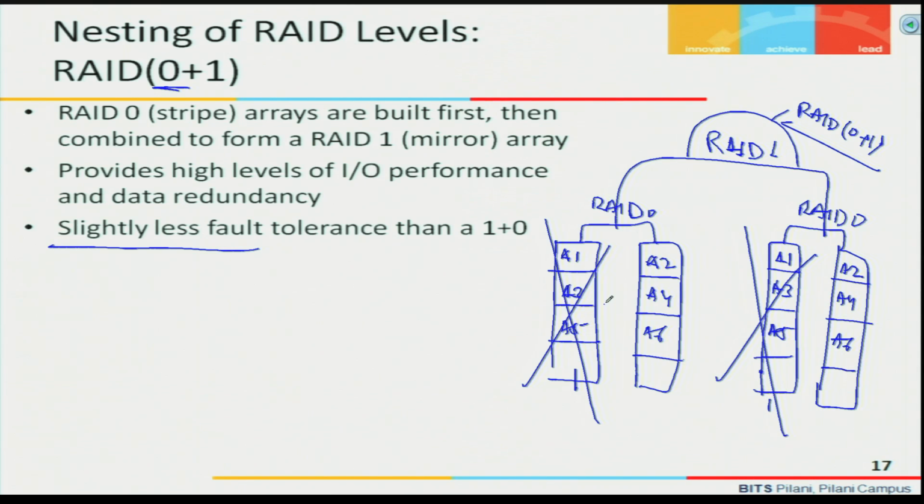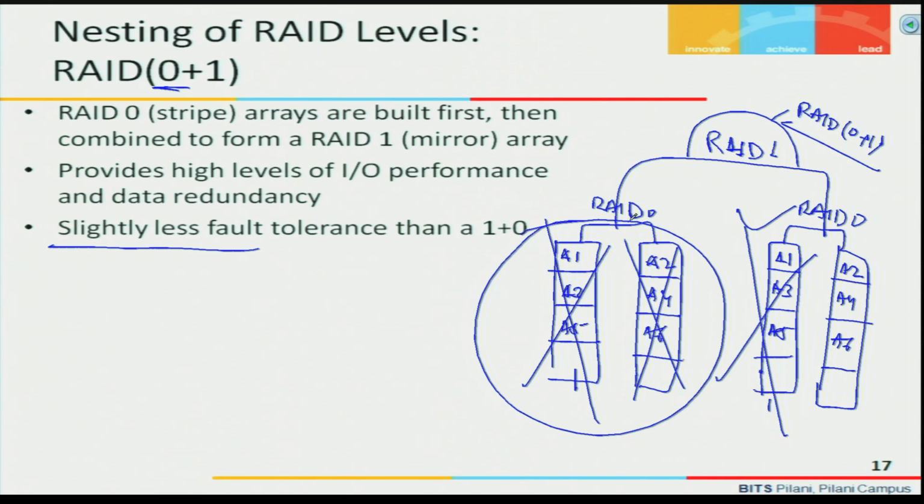The blocks A1, A3, A5 are lost. So, with 2 disk failure, if one fails from one side and another from the other side, the data cannot be recovered. If these two disks fail on one side only, let us say this one and this one, that is okay. In that case the data can be recovered. So, that is the difference between RAID 1 plus 0 and RAID 0 plus 1.